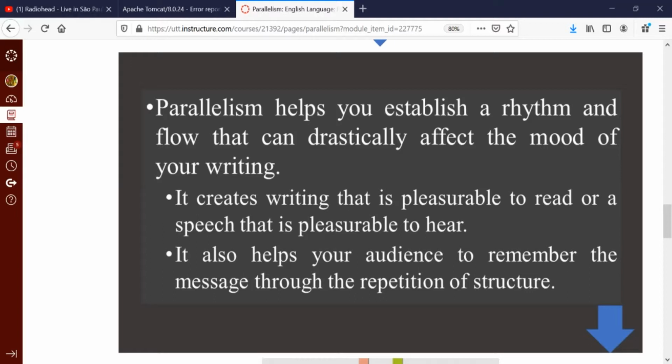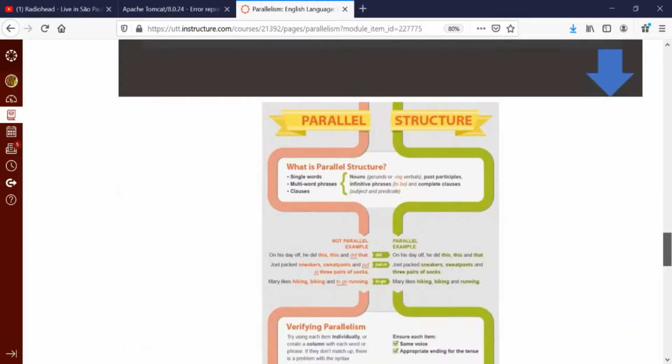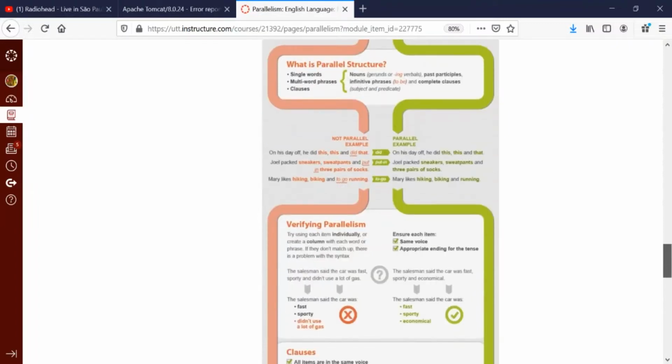So parallelism helps us introduce a rhythm and a flow, which then helps your audience to remember what you're saying because it's in a pattern that they can relate to. Right?